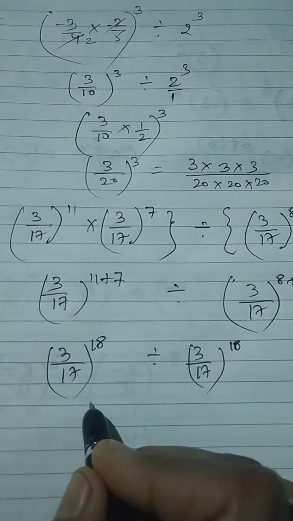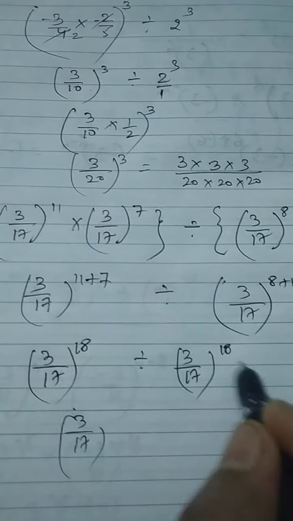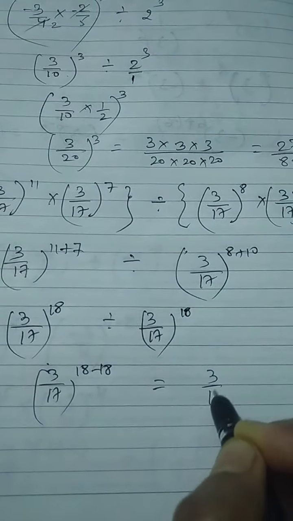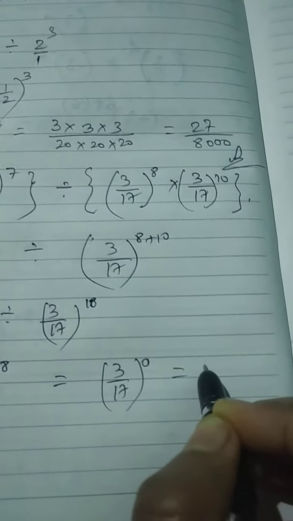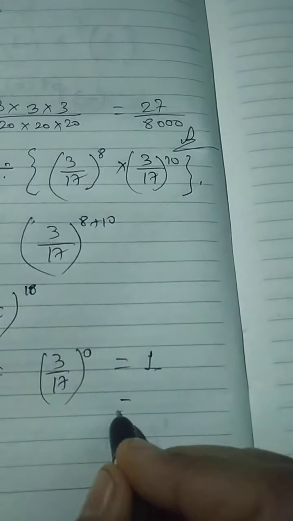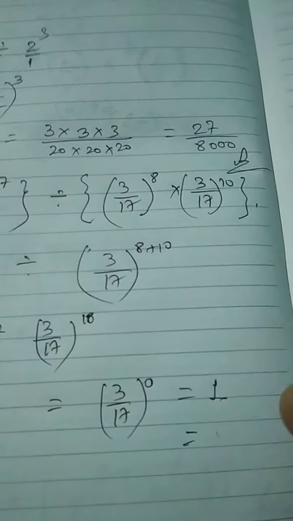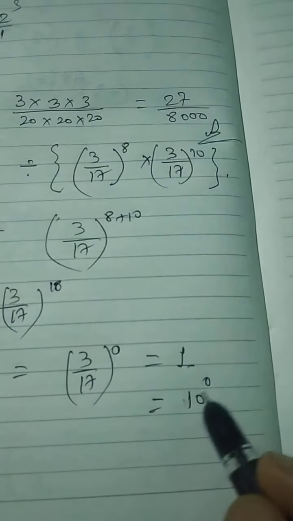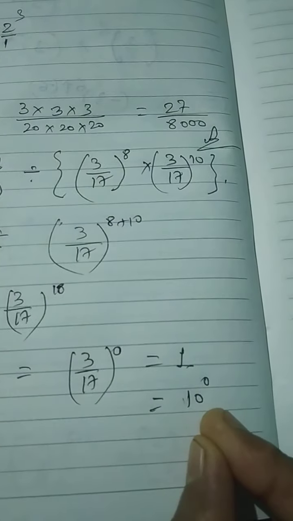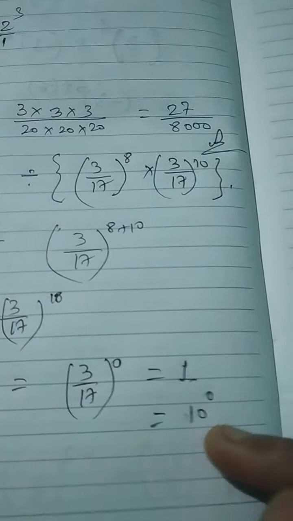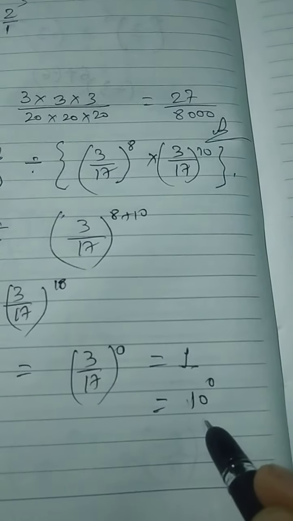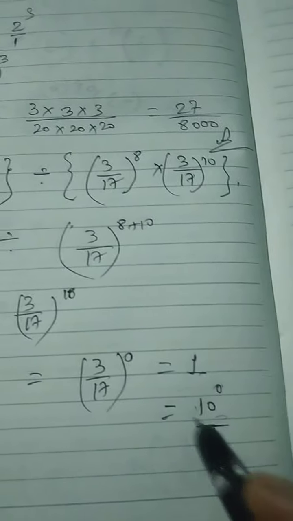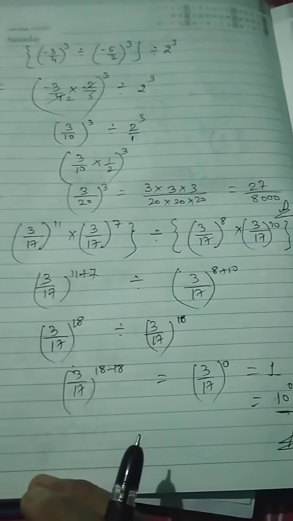So 3 by 17 to the power, this is divide, the base is same, so we subtract the power. 18 minus 18. So 3 by 17 to the power 0. Power 0 means 1. And 1 we can again express as a power of 10. So for 1 we can write 10 to the power 0 also, because any number to the power 0 equals 1. I told you that any number to the power 0 equals 1. So for this we can write 10 to the power 0, because the answer is asked to be expressed as a power of 10. That's why we can write it like this.